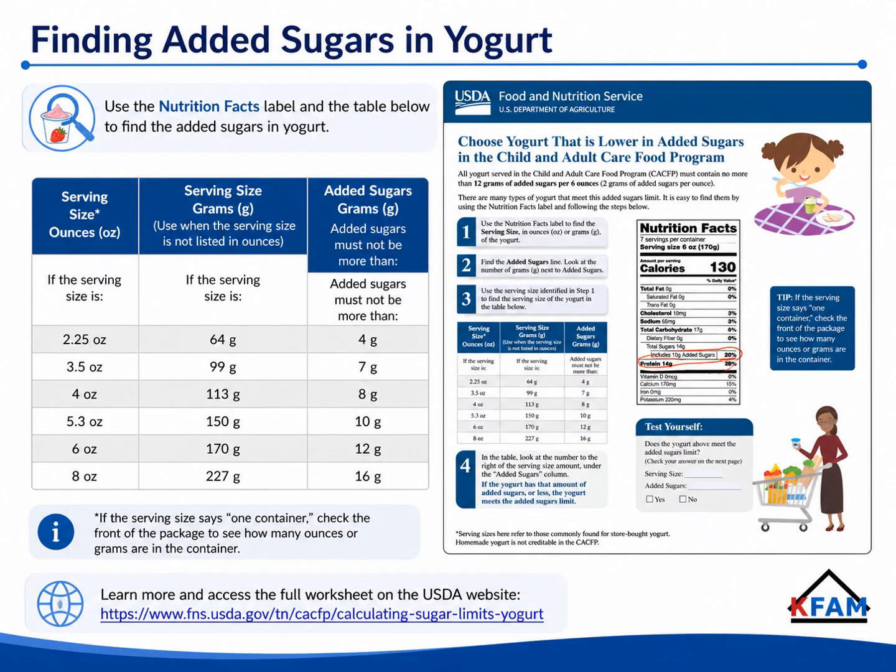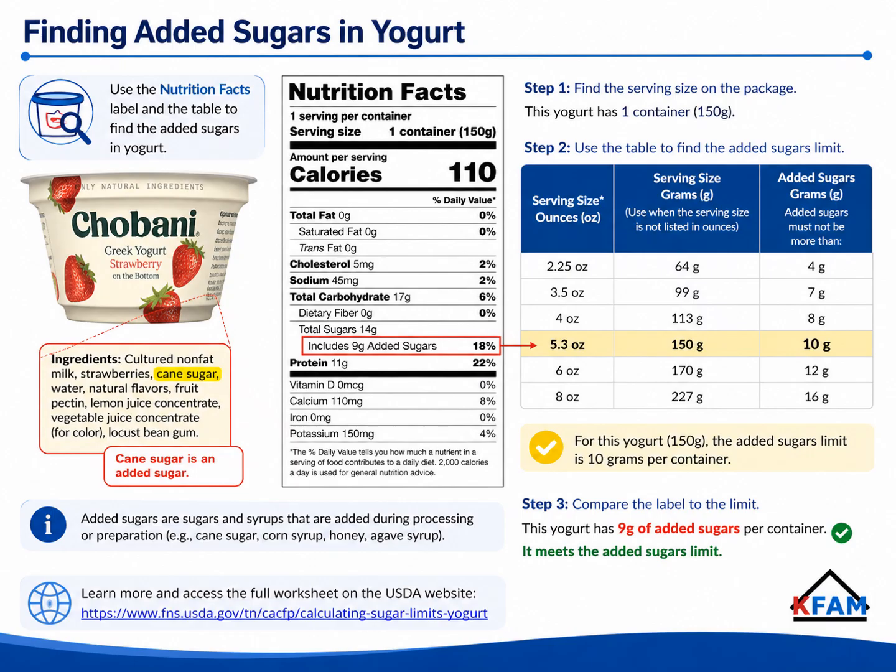This slide provides an example of how to determine whether a yogurt product meets CACFP added sugar requirements. Step 1. Find the serving size on the package. In this example, the yogurt container size is 150 grams, or 5.3 ounces. Step 2. Use the USDA added sugars chart to determine the maximum amount of added sugars allowed. For a serving size of 150 grams, or 5.3 ounces, the yogurt may contain no more than 10 grams of added sugars per container.